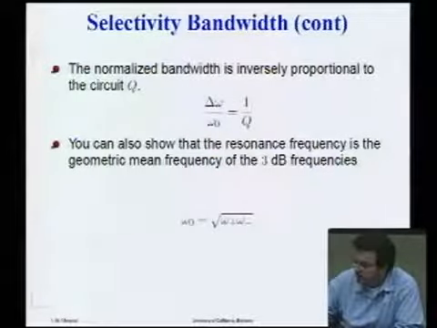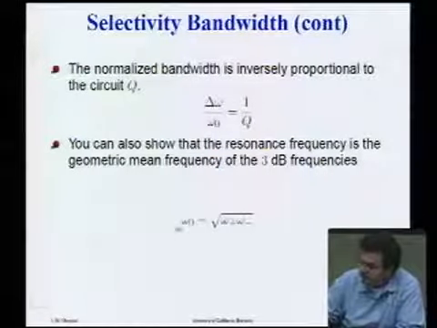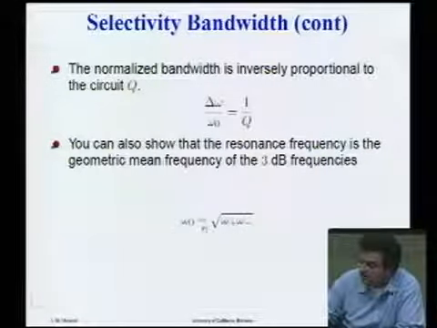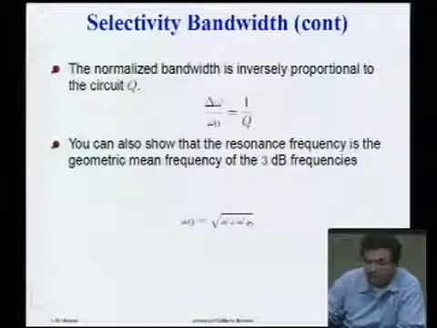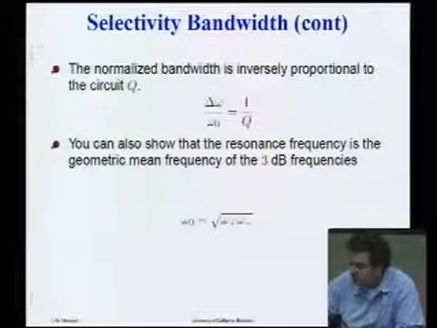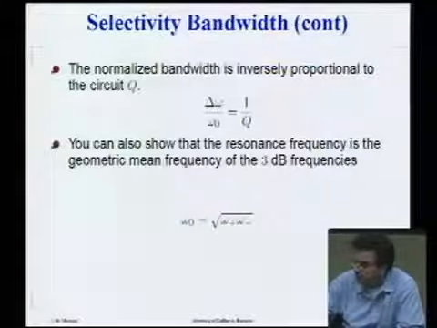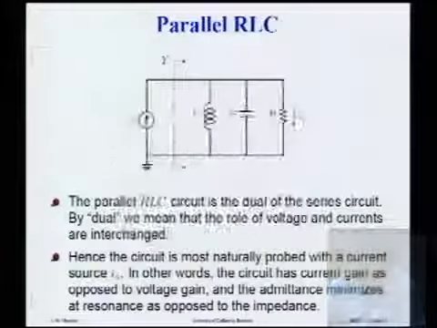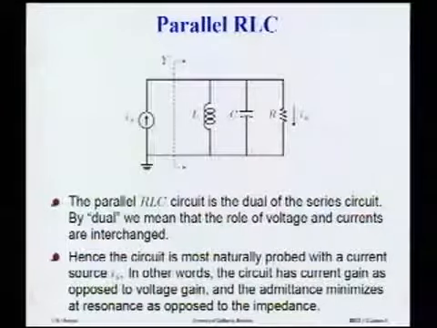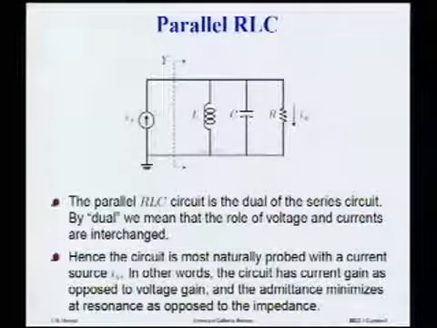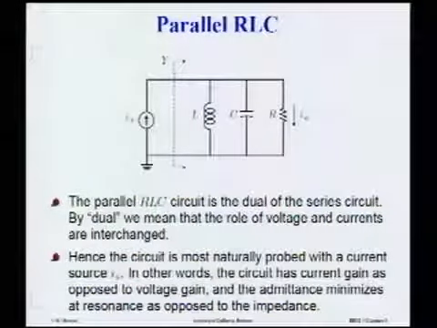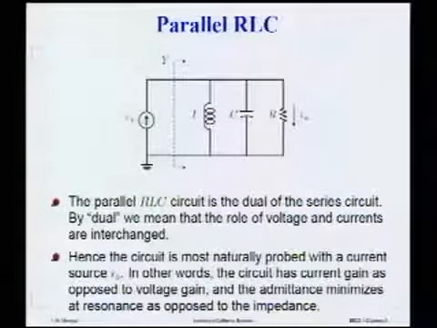Okay, and it turns out that actually you can write the center frequency or the resonance frequency of this circuit as just a geometric mean of the frequencies where it drops by 3 dB. So that's also a cute result that you can derive pretty easily. Okay. Now series RLC circuits are fine. In fact, it turns out most of the time we deal with parallel RLC circuits, but there are many situations where a series RLC circuit is also important.